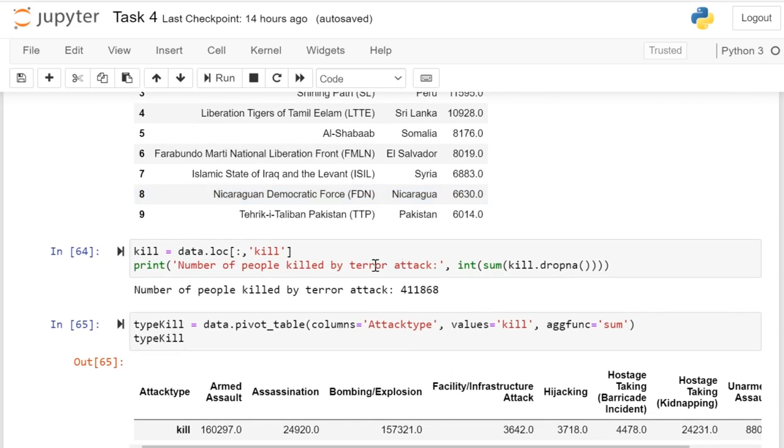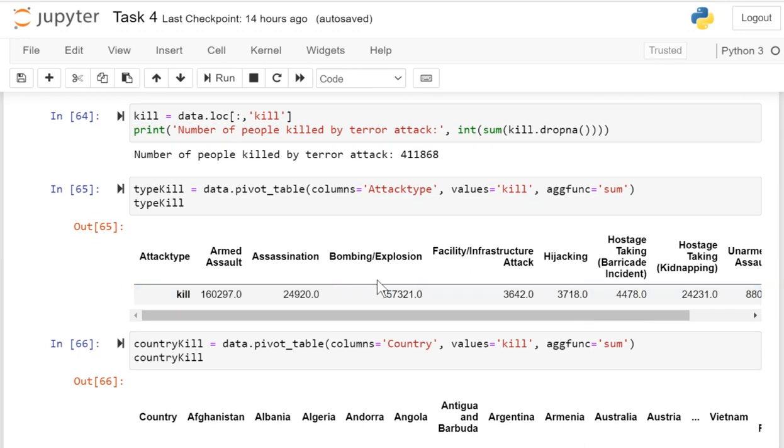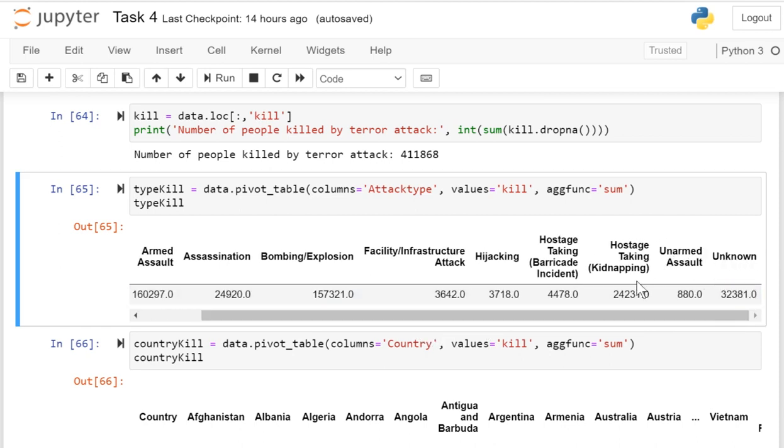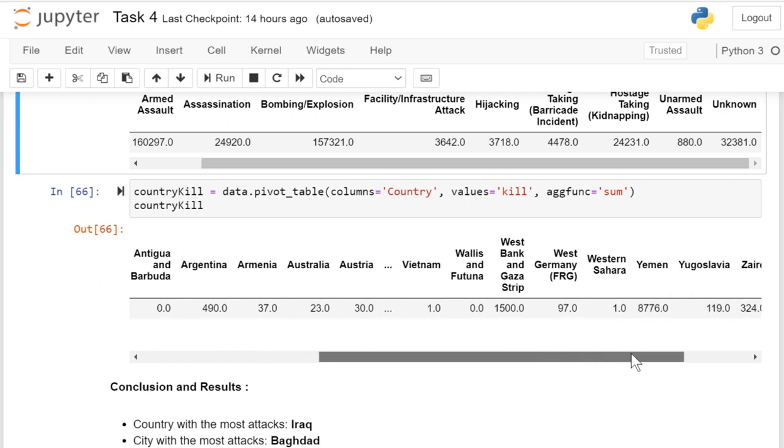Then we are calculating the number of people killed by terrorist attacks, which is 411,868 people, and then we are calculating the kills by the different types of attacks. We can see that armed assault has the most, and the least is unarmed assault. The kills are most in Afghanistan and least in Vietnam and Western Sahara.